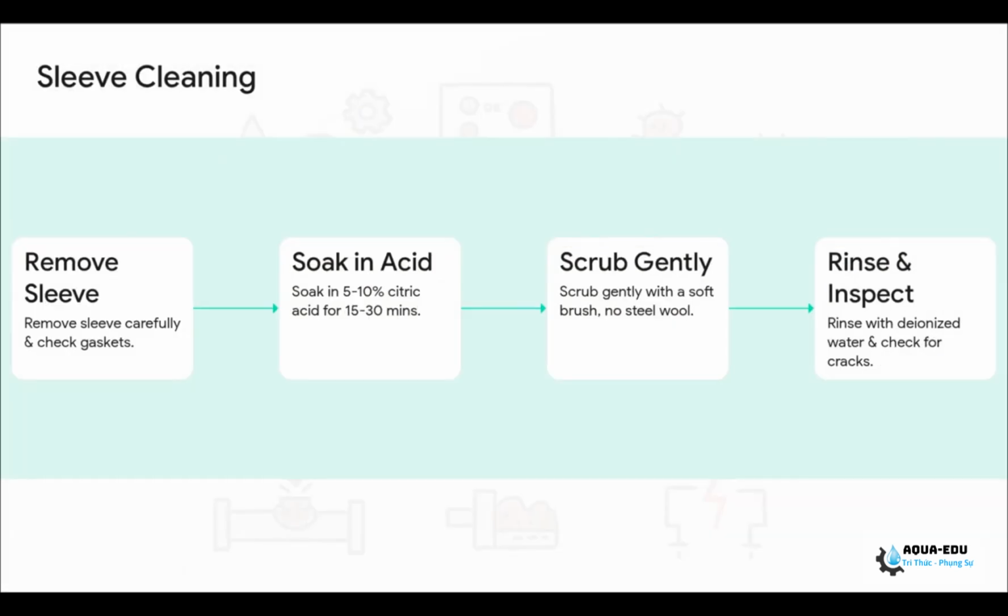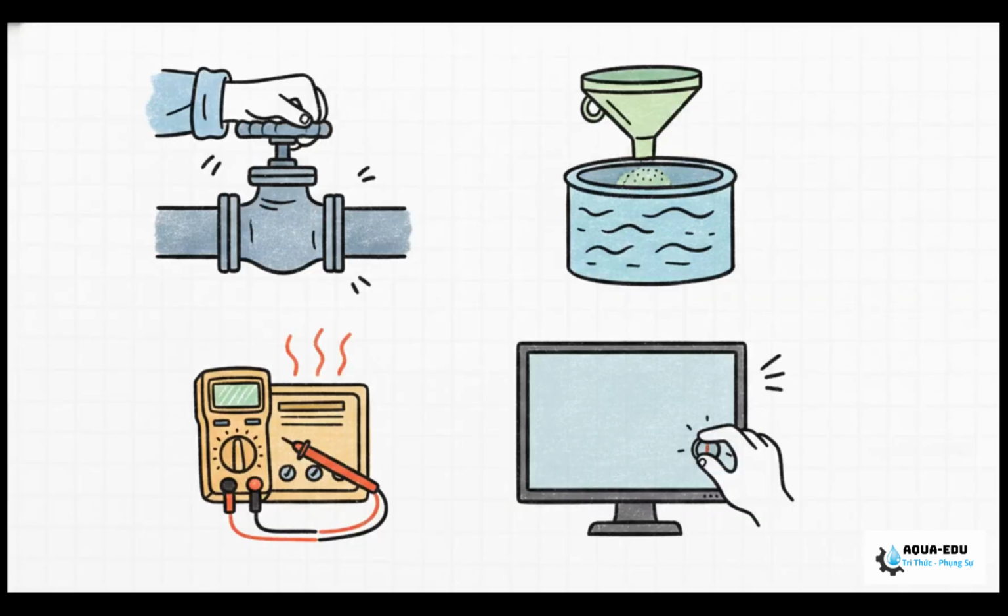Now sometimes the best fix is the cheapest one, just cleaning the quartz sleeve. Pull it out carefully and soak it in a 5 to 10% citric acid bath for 15 to 30 minutes to dissolve that calcium scale. Scrub it gently with a soft brush. Never ever use steel wool or anything sharp because scratching the quartz permanently ruins its transmittance. Rinse it down with deionized water so it dries without spots, and check very closely for hairline cracks. Even a tiny micro crack means you have to replace the sleeve or water will leak in and short out the lamp. What if the lamps and sleeves are perfectly fine?